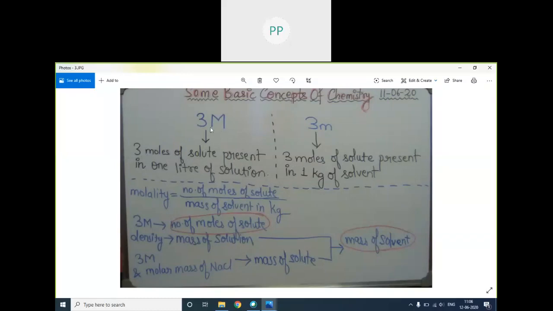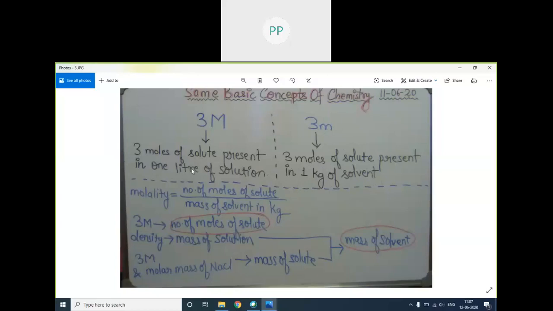We can also call 3M as 3 molar. Okay, 3 molar. And here 3 small m we can call 3 molal. M-O-L-A-L. Here M-O-L-A-R. Okay, 3 molal here. So 3 small m means 3 moles of solute present in 1 kg solvent. Okay, we are only defining this in the form of a formula. 3 moles present in 1 kg solvent because the value is here 3. Here 3 moles present in 1 liter solution.